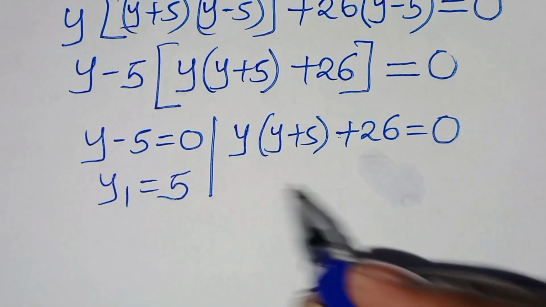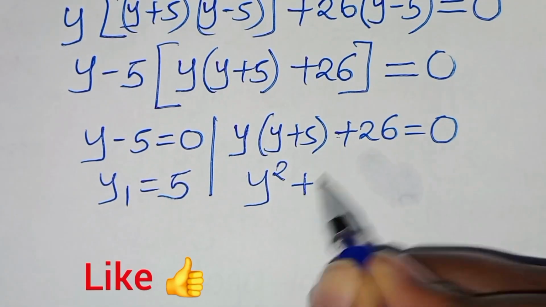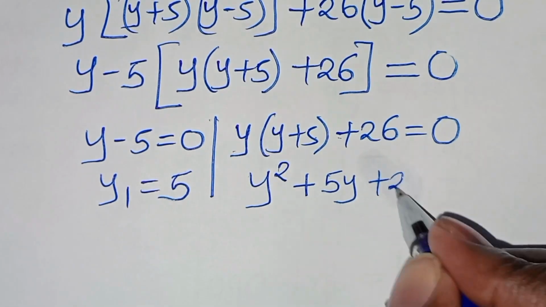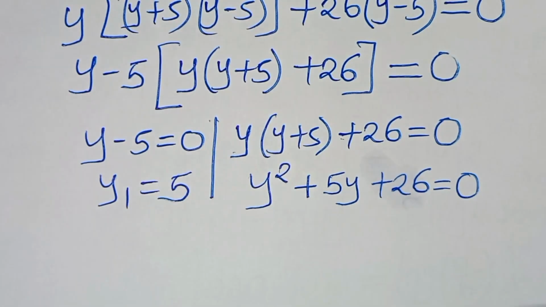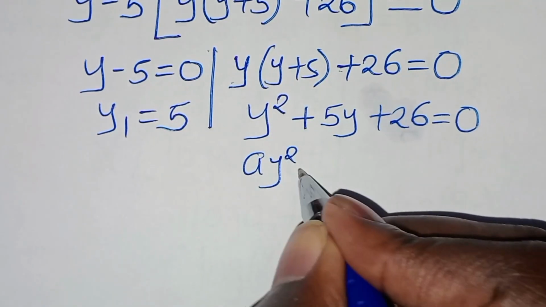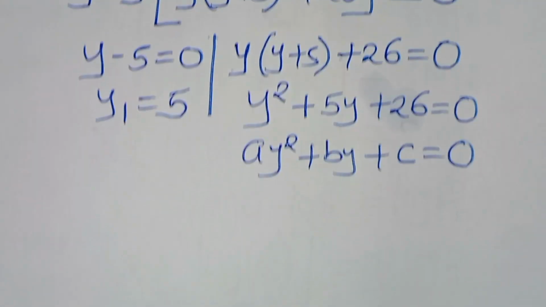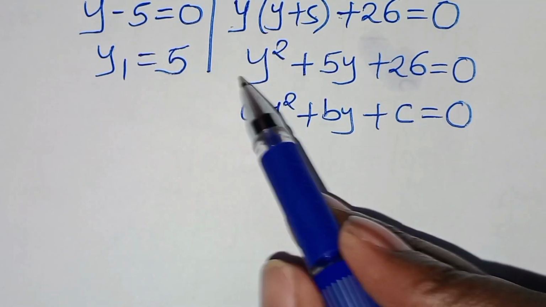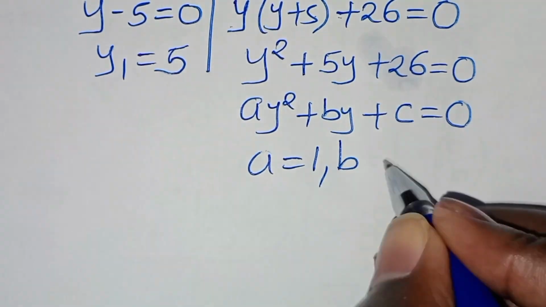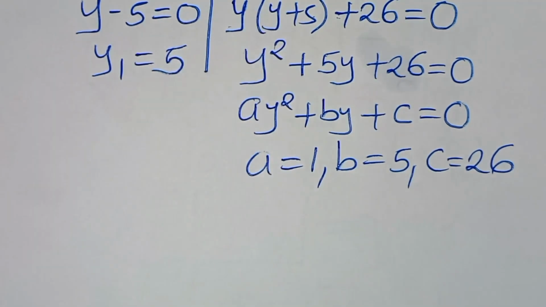Now something else here, we have the second part, which is y times y, this is y squared, plus 5 times y, this is 5y, then plus 26. This is equal to 0. Now this is a quadratic equation of the form ay squared plus by plus c, this is equal to 0. Now in this quadratic equation, we have that a is equal to 1, b is equal to 5, and c is equal to 26.